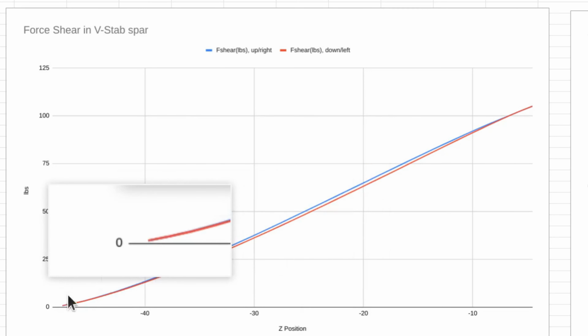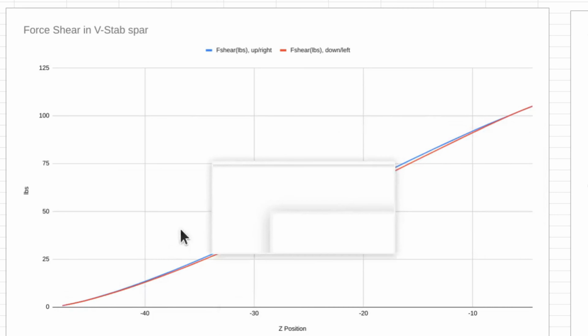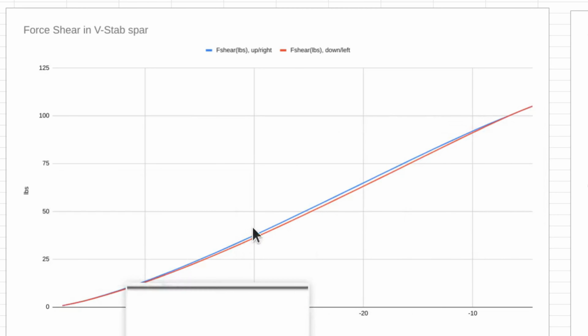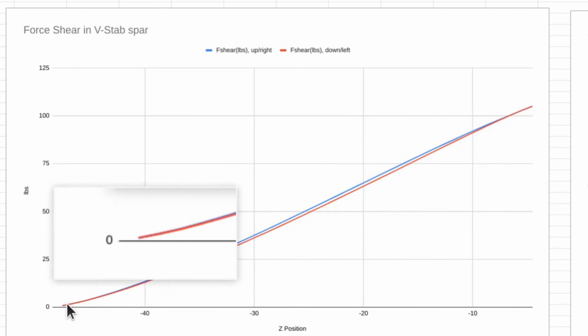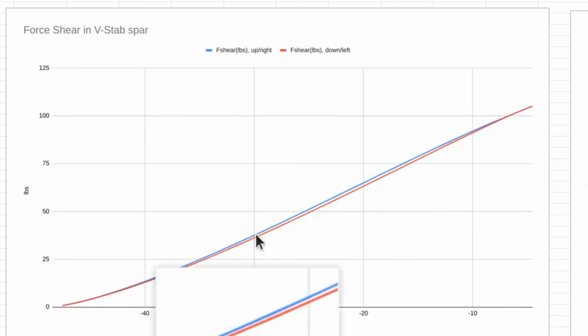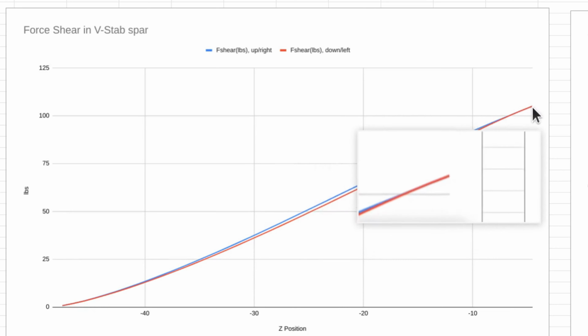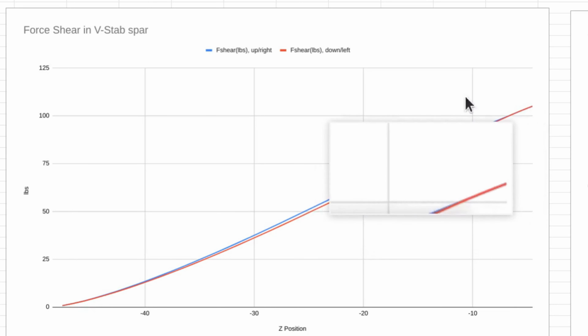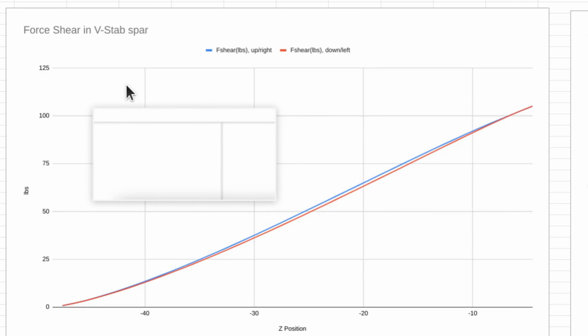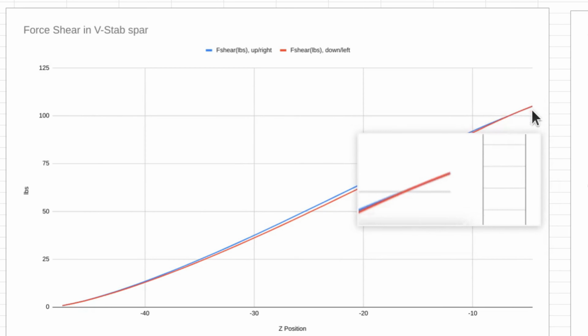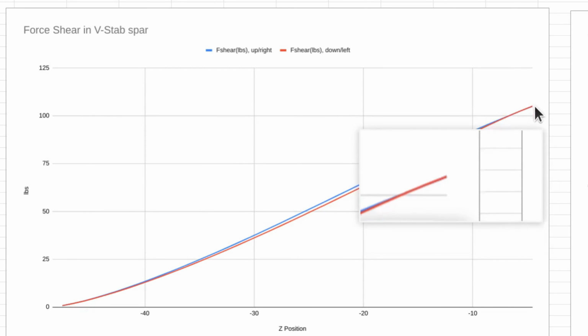Again, this is the tip, and this is the root. So the top of the vertical tail, the bottom. So as you can see, it runs from 0, as it should, out the tip, but down here at the root, it climbs up to the 105 pounds that we've calculated, and that's what should happen. That entire 105-pound side load on the vertical tail should show up as a shear force, 105 pounds shear force, down here at the root.